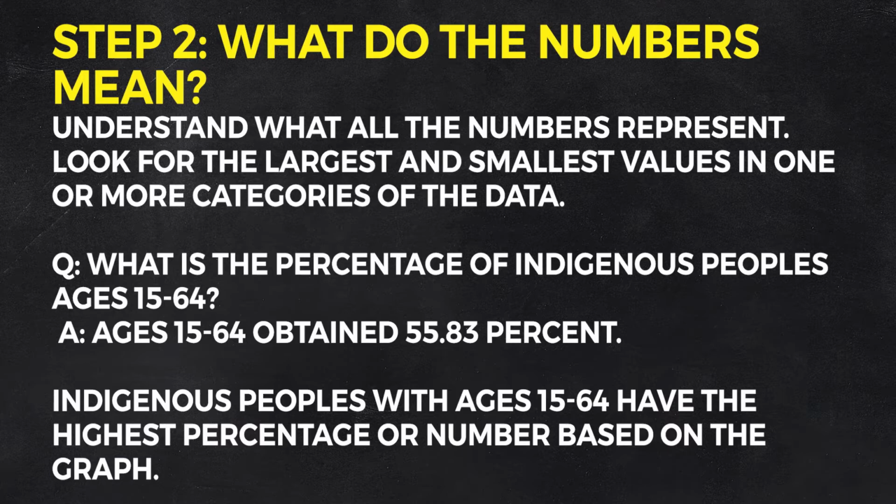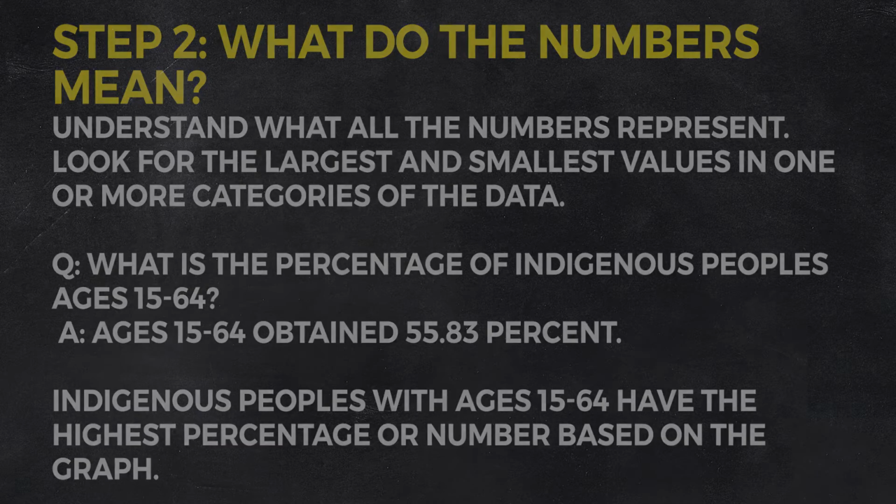Example question. What is the percentage of indigenous peoples ages 15 to 64? The answer is, ages 15 to 64 obtained 55.83%. Therefore, indigenous peoples with ages 15 to 64 have the highest percentage or number based on the graph.